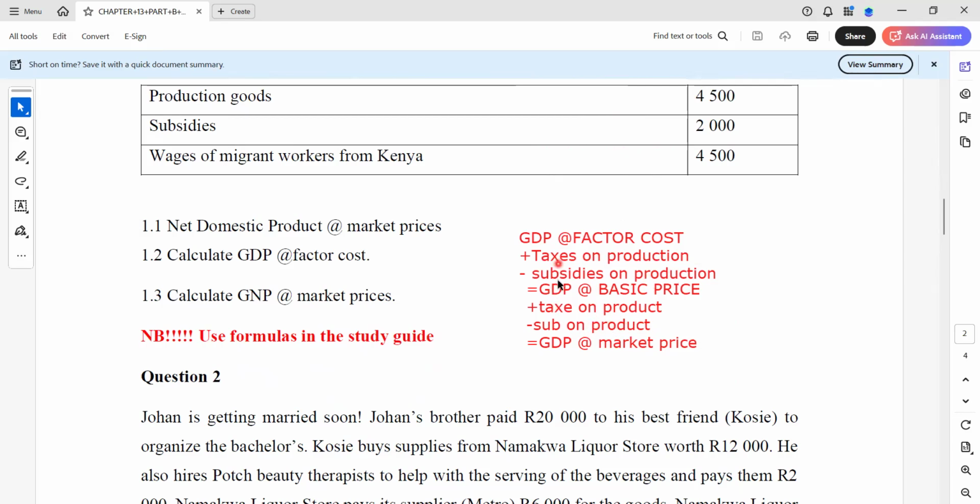Can you see, when we are going down to get the GDP at market prices from GDP at factor cost, we subtracted the subsidies on production, we also subtracted the subsidies on product, right? So now to go up from the market price, we need to add them. Also for the tax, when we're going down to get GDP at market price, we added the taxes on production and the taxes on products, right? So now to go back, because we want the factor cost, we just minus the tax on products and minus the tax on production, right? So taxes are being subtracted in this case and the subsidies are being added.